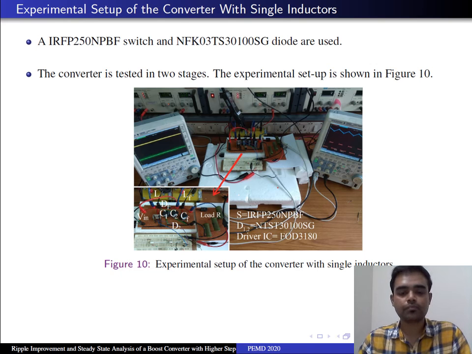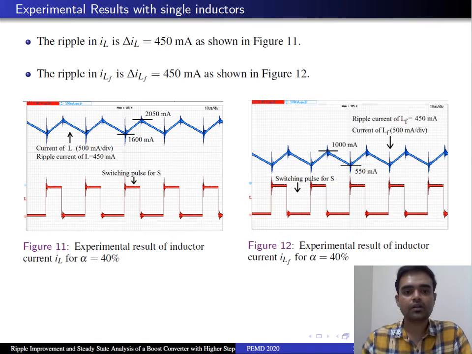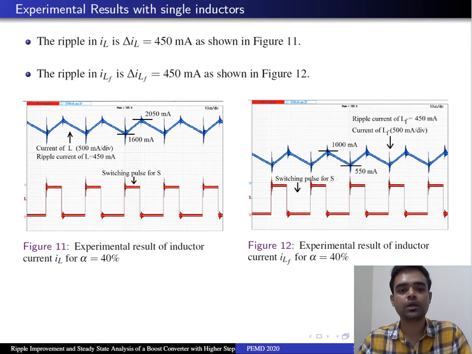So here is the experimental setup of my proposed boost converter with two single inductors. First we have tested with two single inductors. These are the results of the proposed converter with two single inductors. Here the ripple delta IL equals 450 milliampere in both cases, and the duty ratio is 40%, alpha equal to 40%.